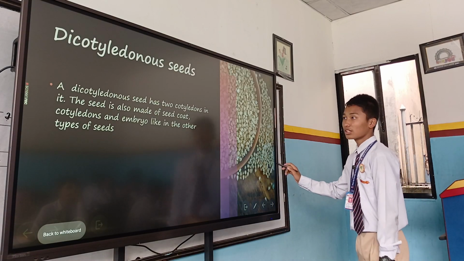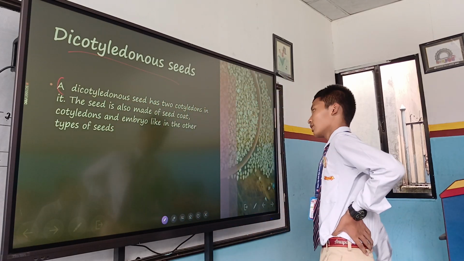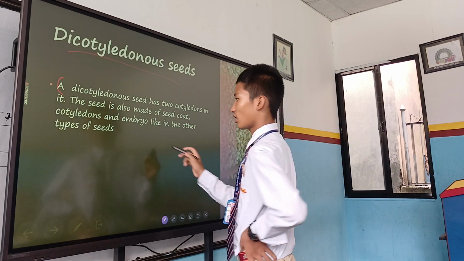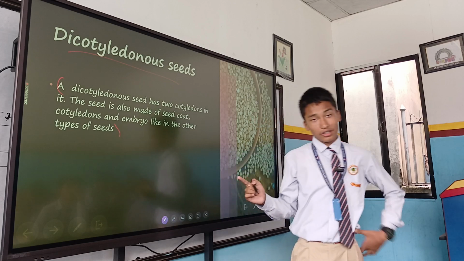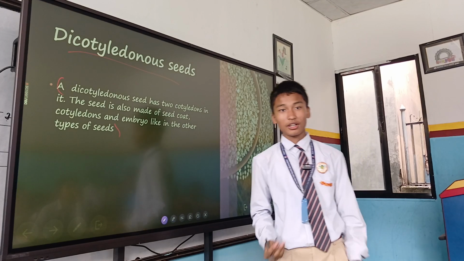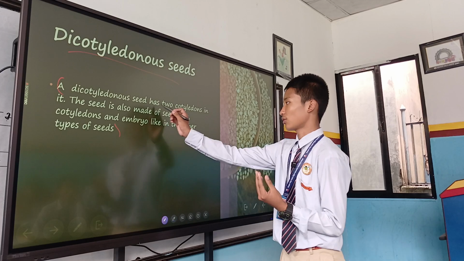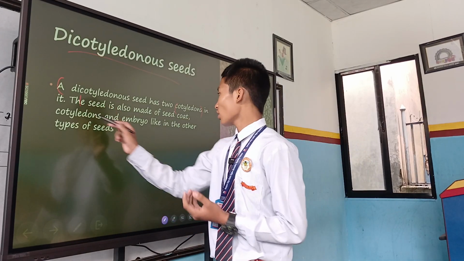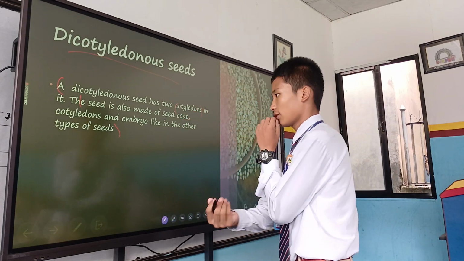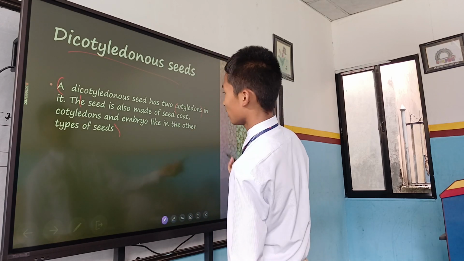My next slide is about dicotyledon seeds. A dicotyledon seed has two cotyledons in it. The seed is also made of seed coat, cotyledons, and embryo, like in the other types of seed. The difference between dicotyledon and monocotyledon is that dicotyledon has two cotyledons in its seeds, but a monocotyledon has only one cotyledon in its seeds. The seed coat is the thing that covers the seed.